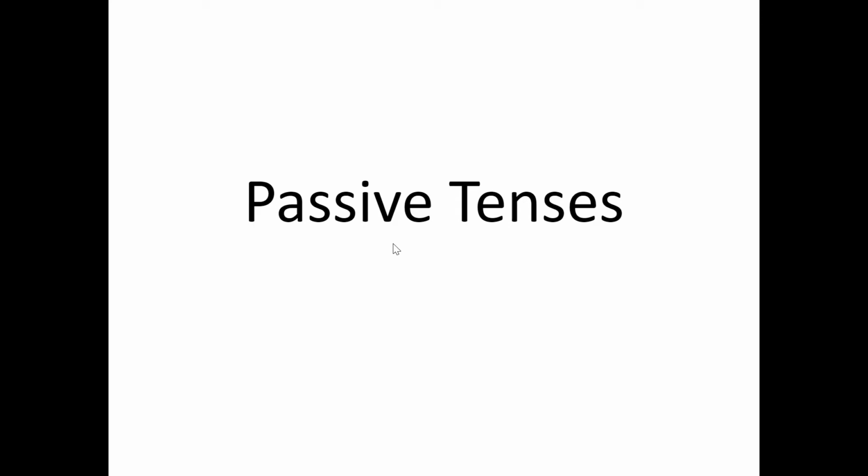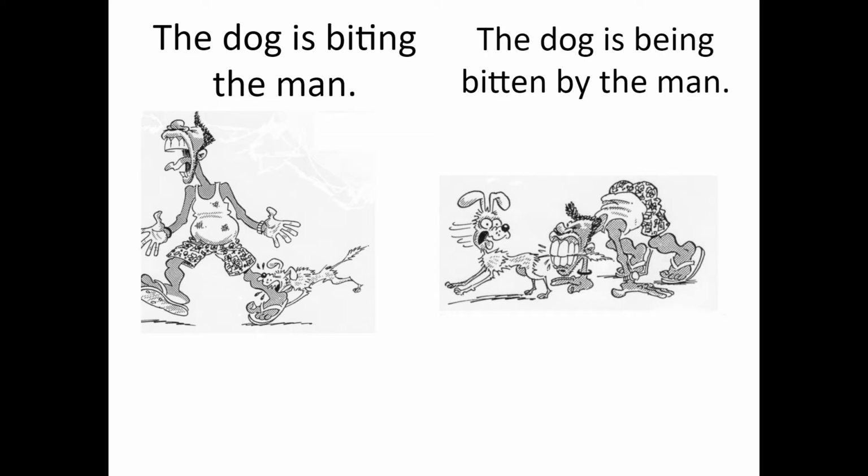So far, we've only been using the past tense as an example. The dog bit the man, the dog was bitten by the man, but we can use other tenses for this as well. Imagine this is something that's happening right now. The dog is biting the man now. The dog is being bitten by the man.